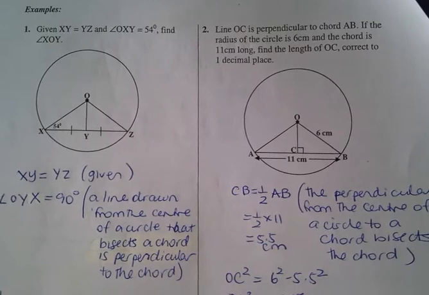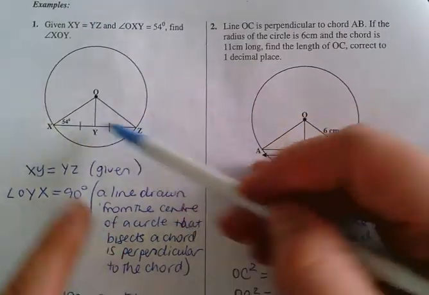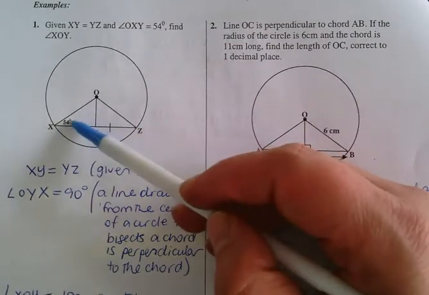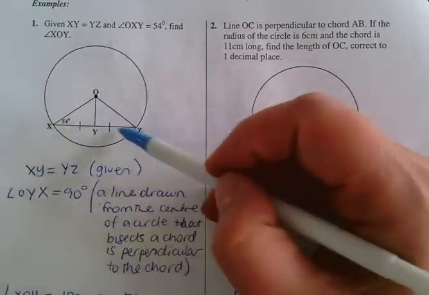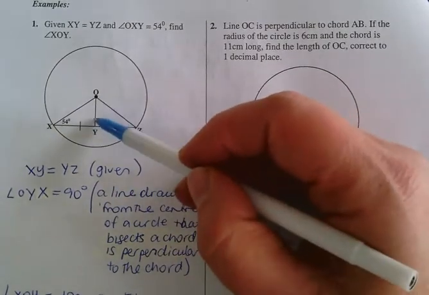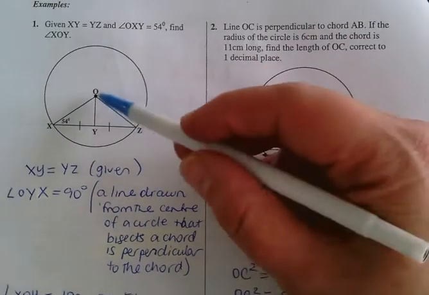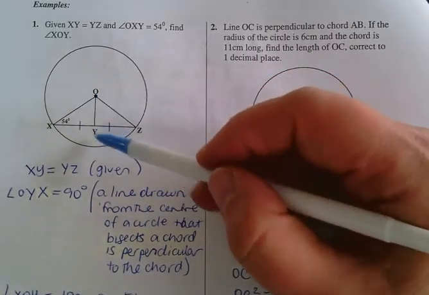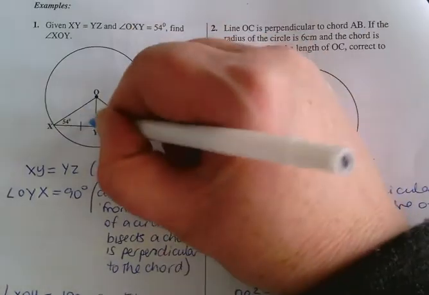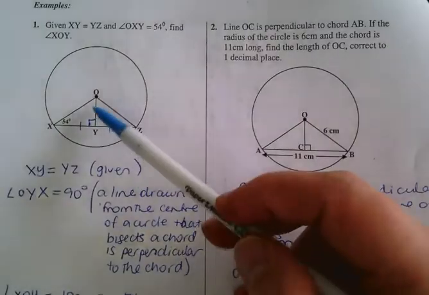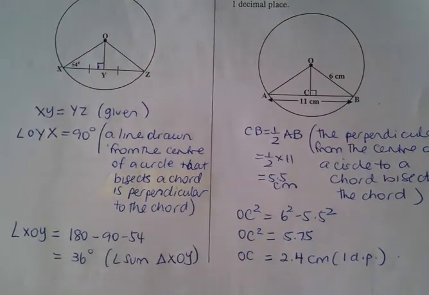Page 12, just checking your solutions here. Given that XY equals YZ, and this angle here is 54 degrees, you have to find angle XOY. We know that XY is YZ, meaning that angle OYX is 90 degrees, because a line drawn from the center of a circle that bisects a chord is perpendicular to the chord, so we've got a right angle there. Therefore, you can find angle XOY by angle sum of a triangle, and you should get 36 degrees.